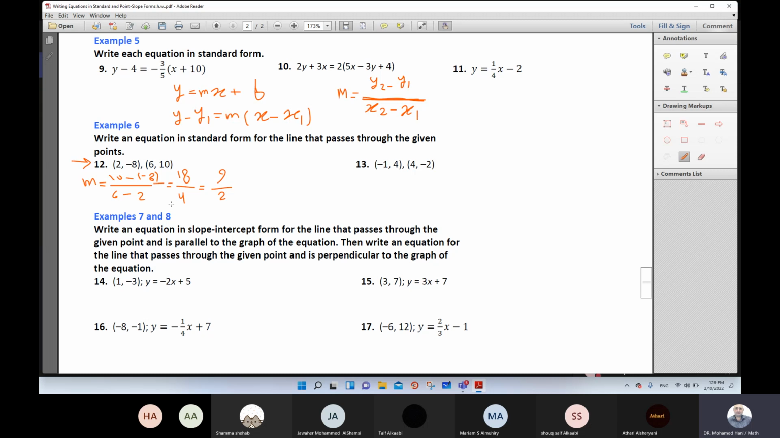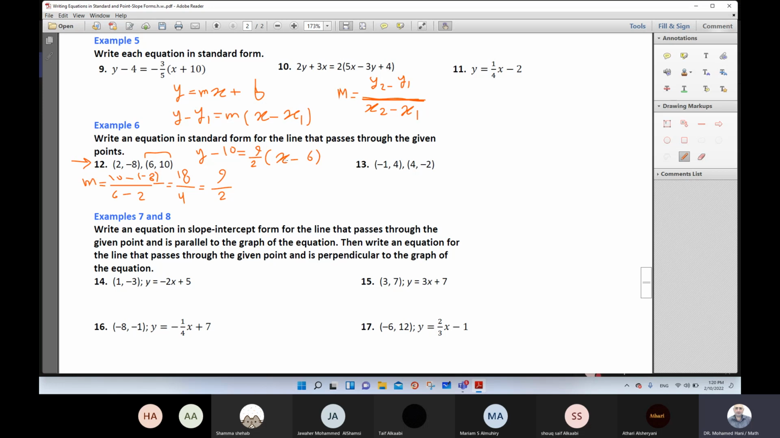Then we can substitute the value of the slope, and you can choose one point from the 2 points here. For example, I will choose the second point in this equation. So y minus y1, as you see, 10, equals the slope 9 over 2 multiplied by x minus x1, x minus the value of x, which is 6.